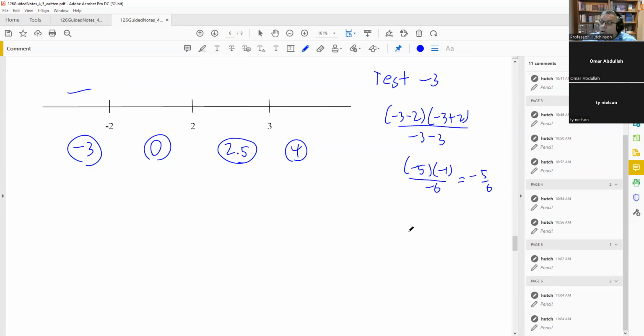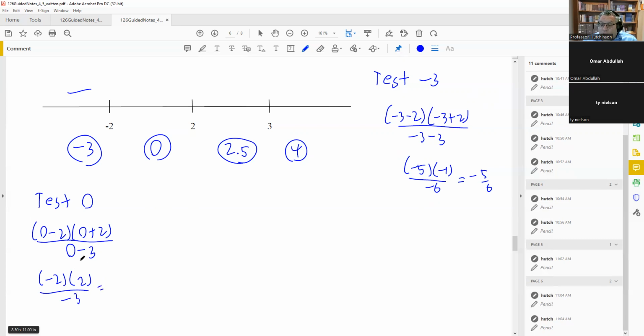Okay. Next, I'm going to test the 0. So I'm going to get 0 minus 2, 0 plus 2, 0 minus 3. Okay, so if I put this all in there, I'm going to get negative 2 times 2 over negative 3. The negatives are going to cancel out, and I get a positive 4/3. That's a positive number, so I know the next region is going to be plus.